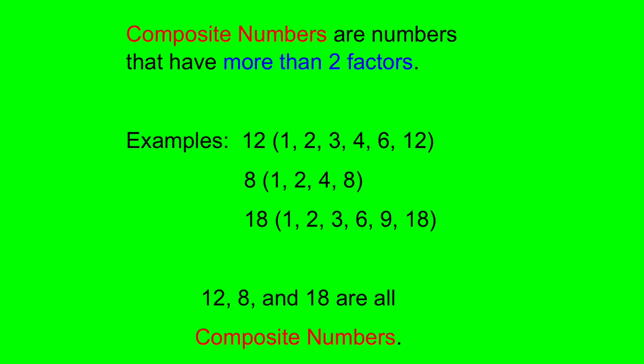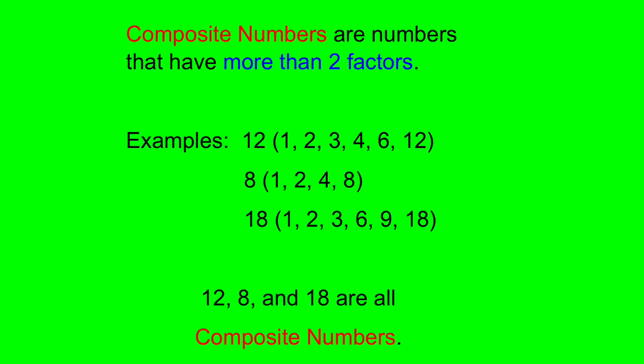Composite numbers are numbers that have more than two factors. So any number that has more than two factors is a composite number. Some examples are 12, because it has these as its factors: 1 times 12, 2 times 6, 3 times 4. 8 is composite because its factors are 1 times 8, 2 times 4. 18 is composite because its factors are 1 times 18, 2 times 9, 3 times 6. So any number that has more than two factors is composite.